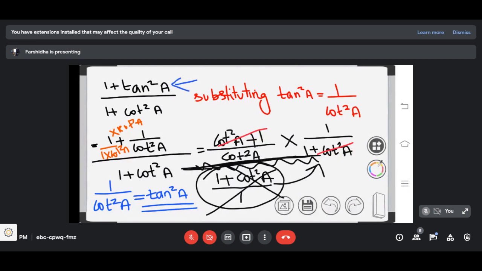So first we have replaced tan square A as 1 by cot square A. After that we have taken the LCM to make the denominator same, that is cot square A. Then we have written cot square A plus 1 divided by cot square A, common denominator, divided by 1 plus cot square A. Then I have taken it to the other side as 1 by 1 plus cot square A.